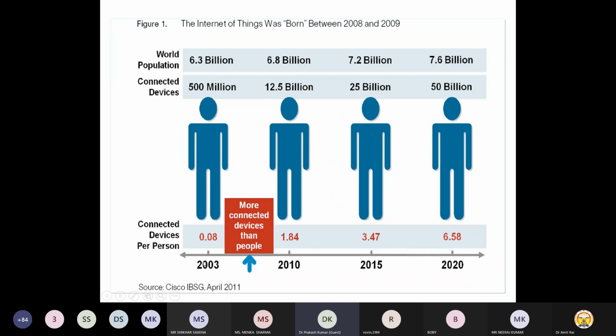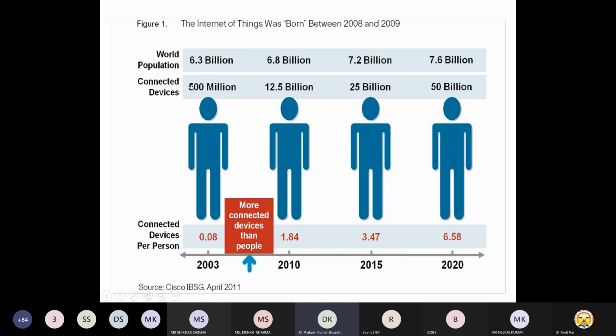In 2003, the world population was 6.3 billion. Connected devices per person was 0.08, meaning each person in the world was not even having one device in 2003. But in 2007-8, almost every person was having that many devices. So 6.3 billion persons, 500 million devices.